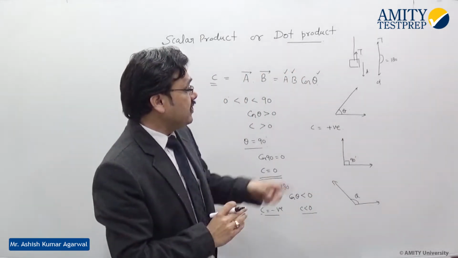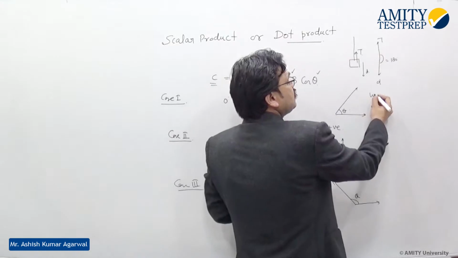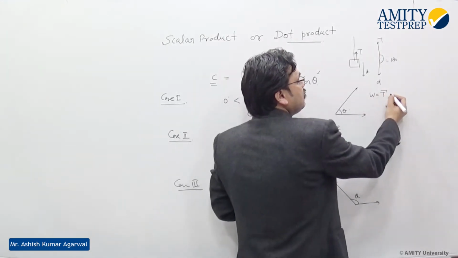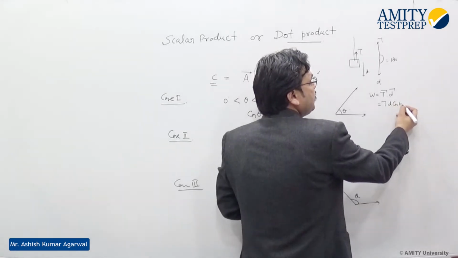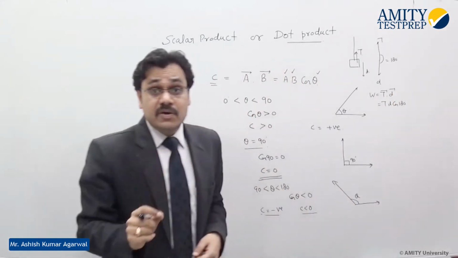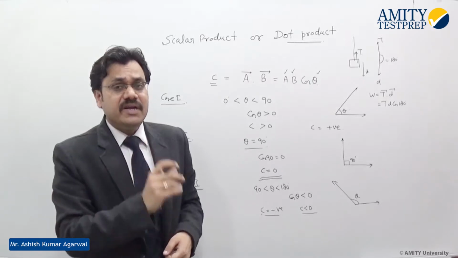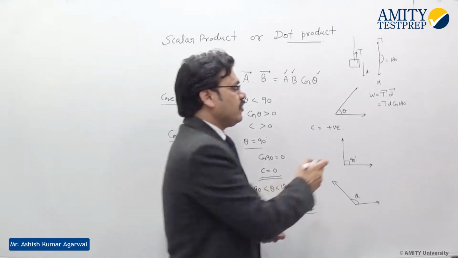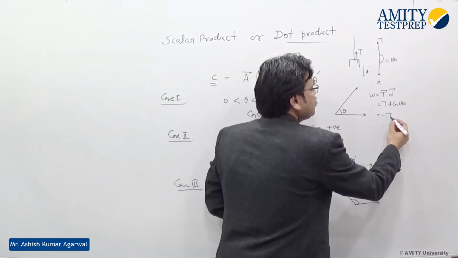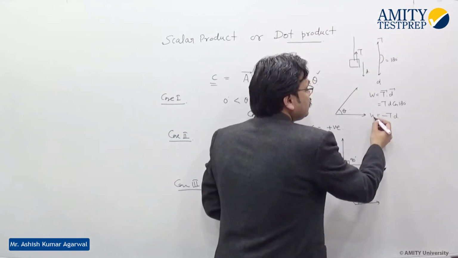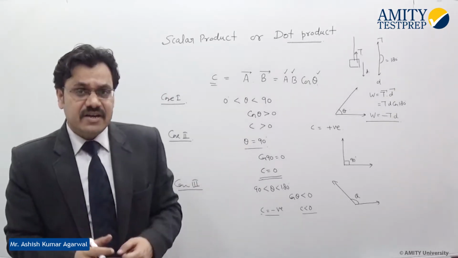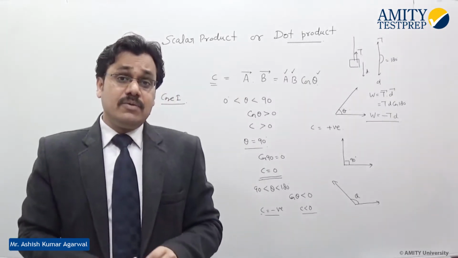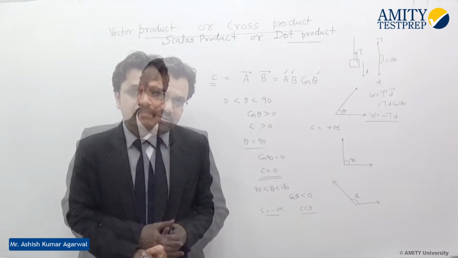If the angle is 180, the work done, you know the formula, is tension dot displacement. It means tension, displacement and cos 180. The value of cos 180 is minus 1. If you apply it here, you get minus tension into d. So very clearly the work done by tension here is negative. So you have to take care when you apply this.